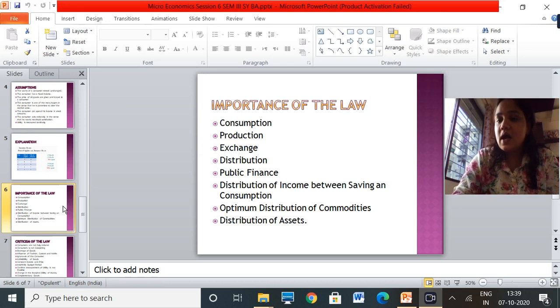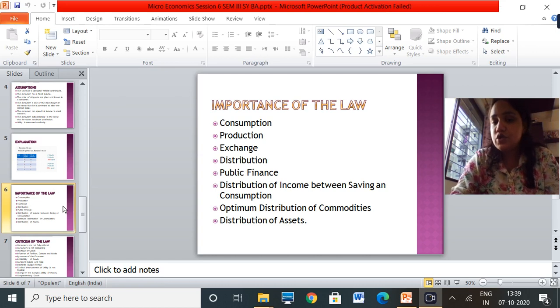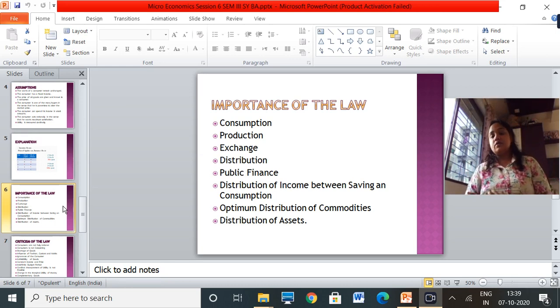A consumer will understand how much he should consume, how many units of product A and how many units of product B he should consume so that he maximizes his satisfaction. Second is regarding production. A producer needs to understand how many units of products I should make and sell in the market so that I try to achieve the equilibrium of demand and supply. Okay, so it is important for production.